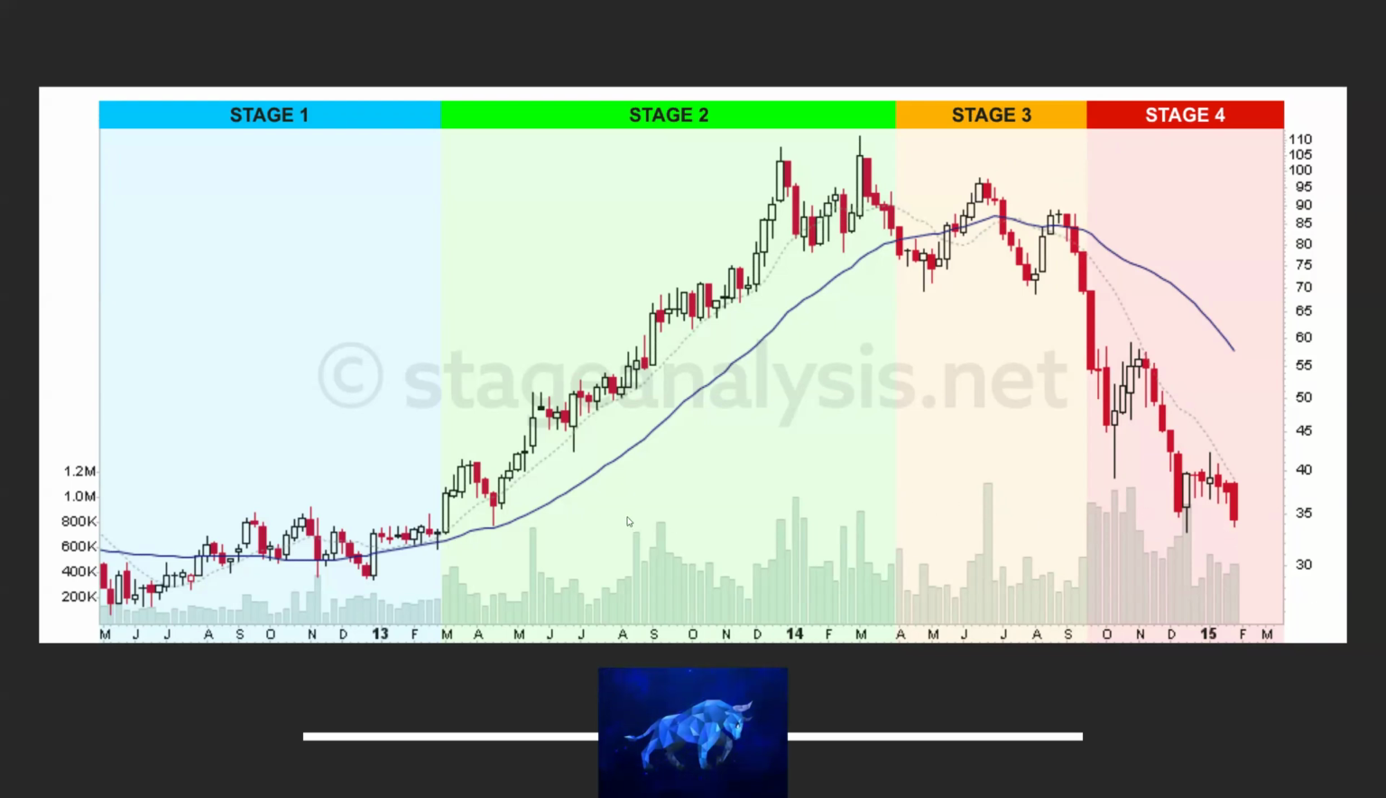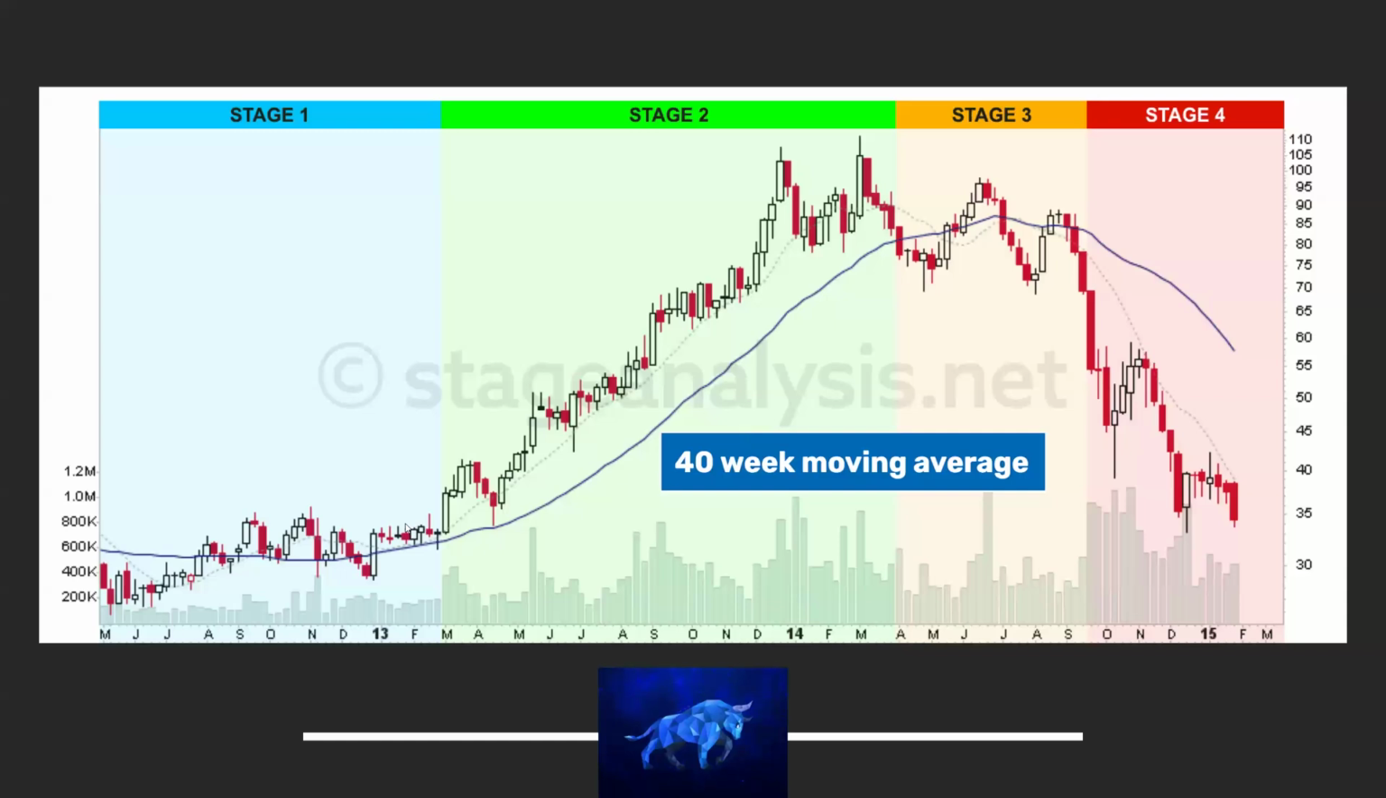It doesn't always round trip like that. It's certainly possible. And the way that this is judged is by using this 40-week moving average. When price starts to trend above that 40-week moving average, and the 40-week moving average begins sloping to the upside, that's generally believed to be the state where we've exited that stage one accumulation phase and entered stage two. And once that 40-week begins sloping to the downside and price breaks below it, that's when we've generally accepted we move into that stage four.